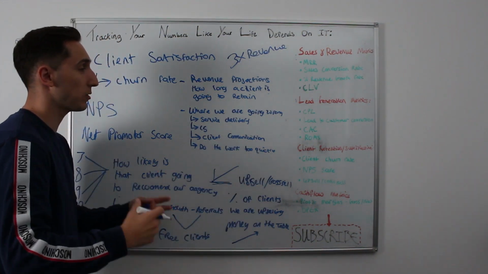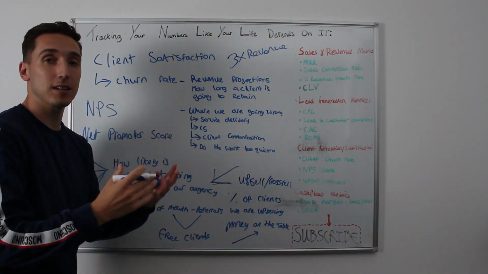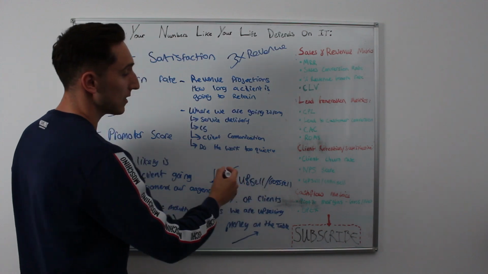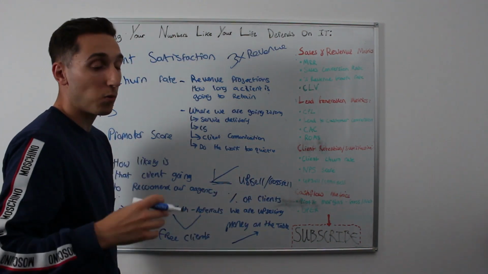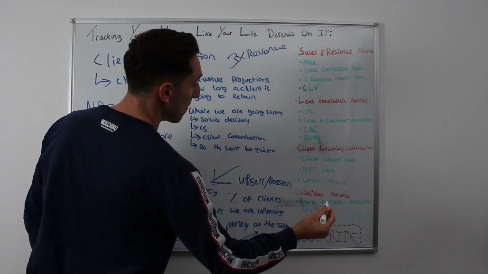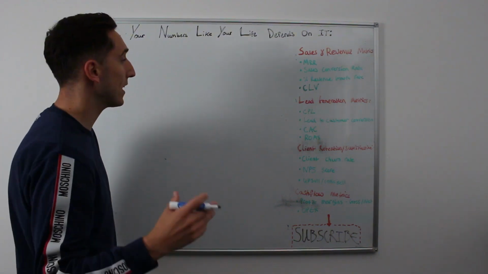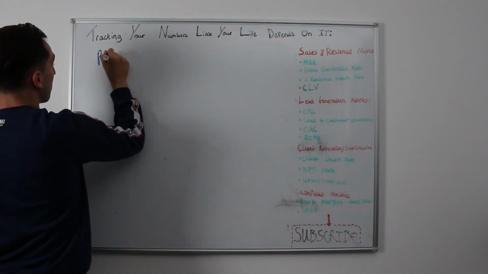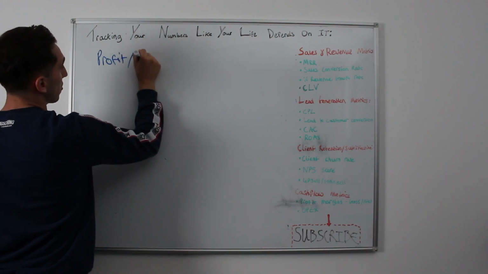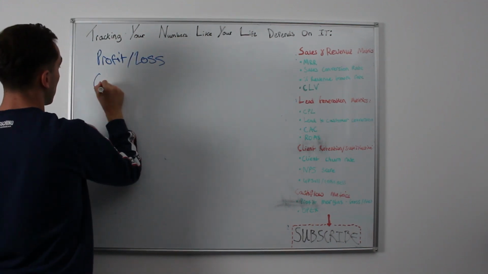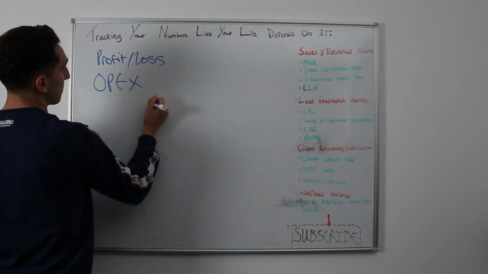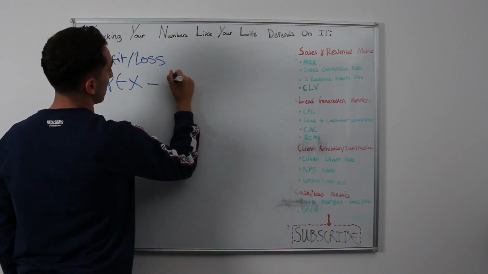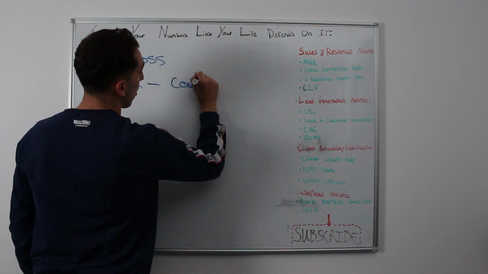You guys need to be able to upsell your existing clients initially. But if you can track this data, you can do it effectively. We're now going to move on to cash flow metrics. Now, when we're talking cash flow metrics, guys, we need to be looking at profit / loss, and we need to be looking at operating expenses, okay? So this is your costs for the business to operate.